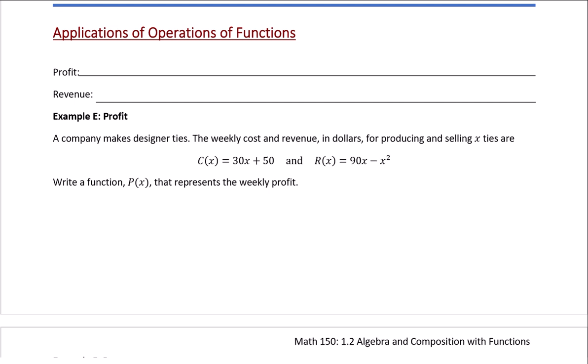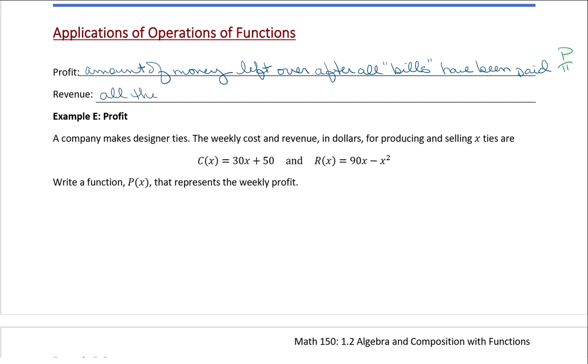Let's look at some applications that relate to business. Profit is the amount of money left over after all of the bills have been paid. Profit is generally represented by a capital P or sometimes by the number pi. Revenue is all the money that comes in. It's generally represented by a capital R.